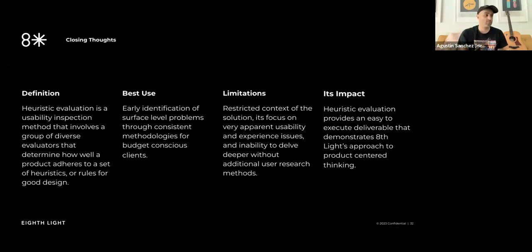So closing thoughts. Heuristic evaluation is an inspection method that has controlled input and output. Its best use is identification of surface level problems, understanding at a glance where software is at, but it doesn't allow for deep dives or big transformations around a software. And its impact can be seen around the beginning of a project or during business development. Any questions?